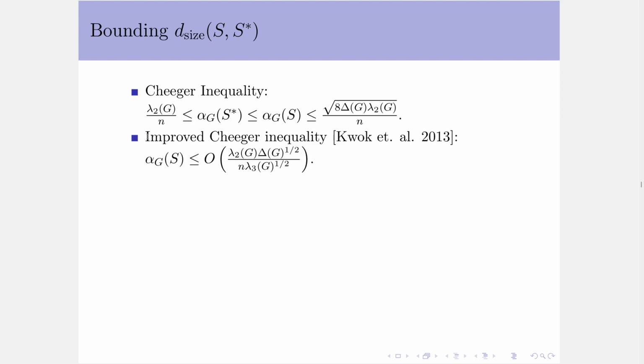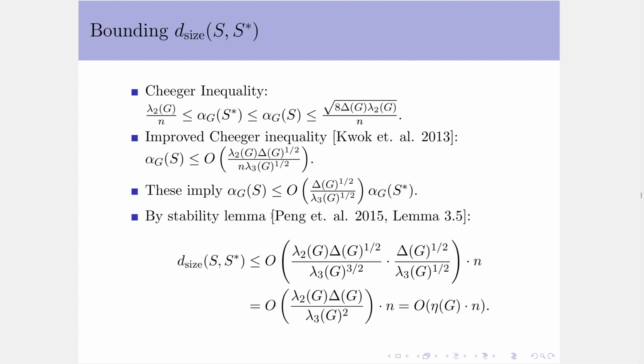And we note that there is an improved Cheeger inequality of Kwok et al. from 2013, which shows that alpha G of the spectral clustering is bounded above by lambda 2 times square root delta over n times square root lambda 3. Together with the lower bound of the Cheeger inequality, if we replace lambda 2 over n here, we get that alpha G of the spectral clustering output is at most this factor, square root delta over lambda 3, times the optimum alpha value.